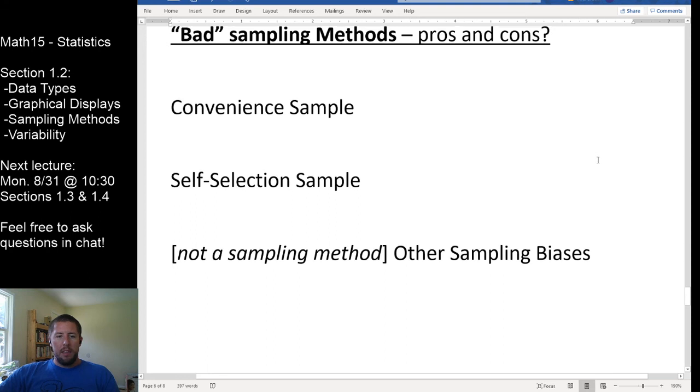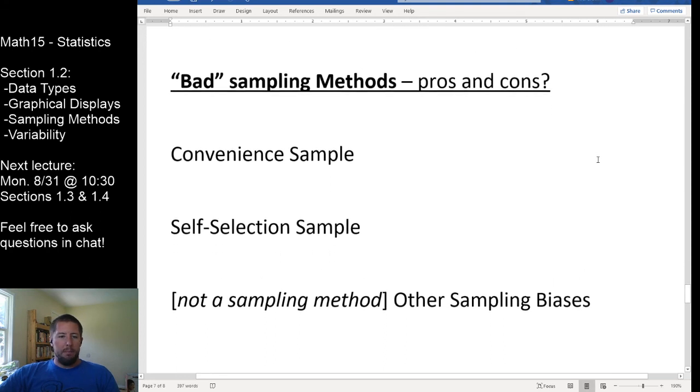Very similarly, these are considered bad sampling methods, but there's just no way around using them sometimes. Absolutely, convenient samples and self selection samples happen all the time because, as I said, good data is just hard to get. If you're a researcher, you got to do whatever you can to try and get good data and try and understand, is that data useful or not, right?